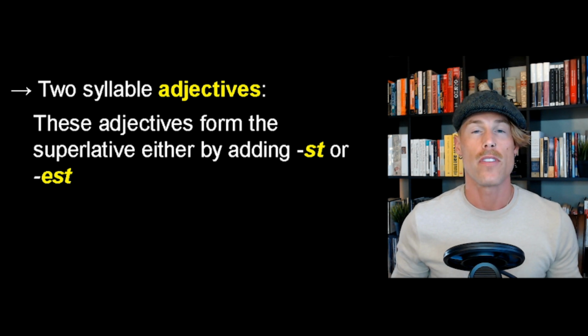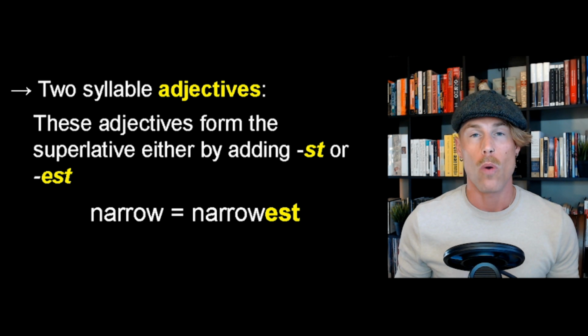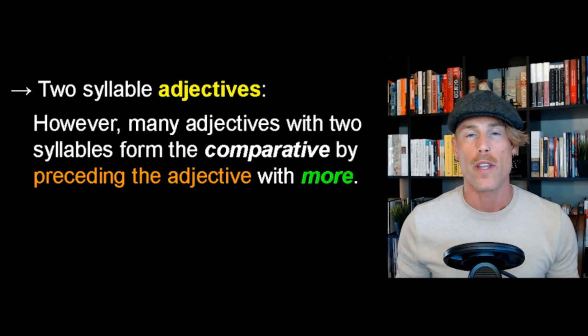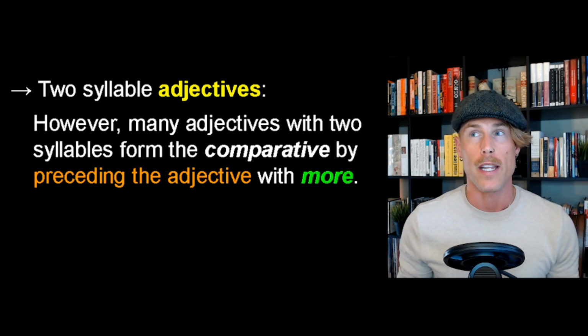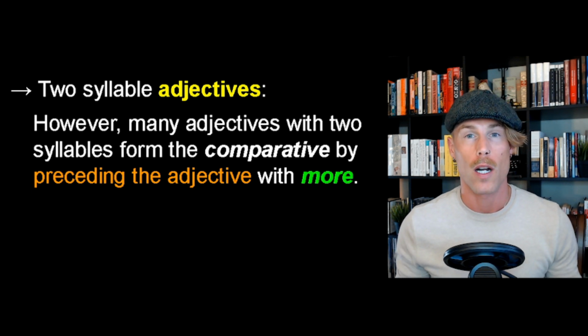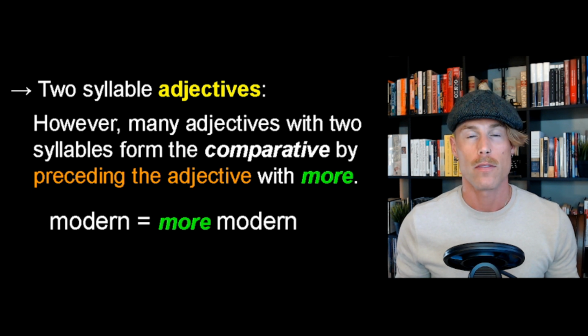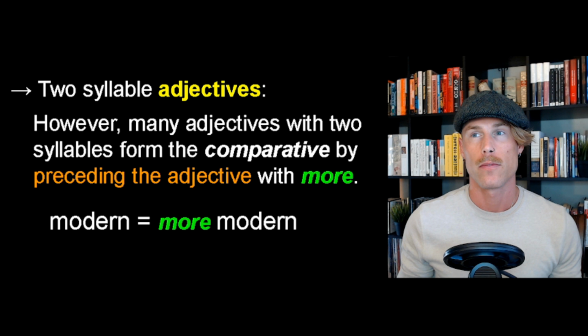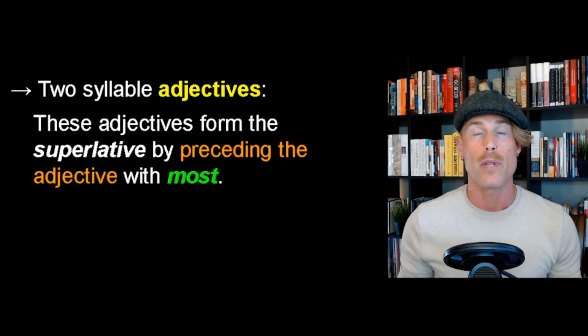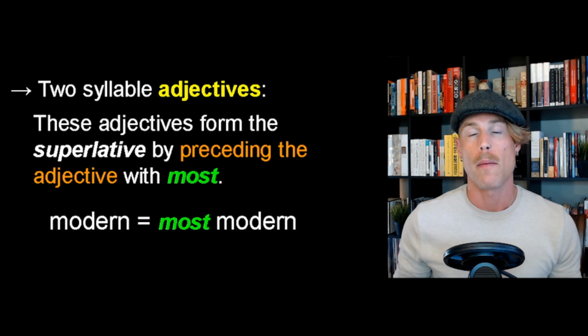And these adjectives form the superlative either by adding st or est. Narrow, narrowest. However, many adjectives with two syllables form the comparative by preceding the adjective with more. Modern, more modern. And these adjectives form the superlative by preceding the adjective with most. Most modern.